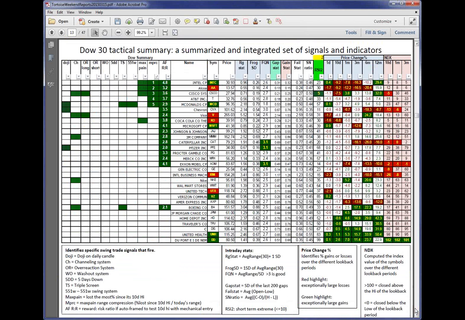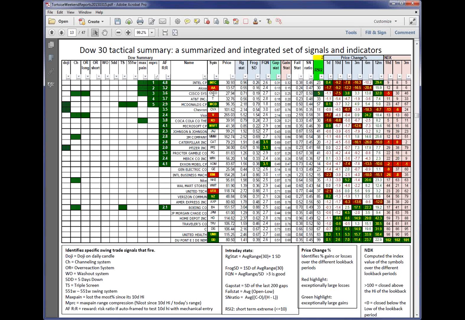Next up is the Dow Tactical Summary. You see more than half are already on auto-framer targets, so that's more of a market condition than individual stock excellence, although there are going to be a lot of good setups in there. Cisco is interesting. It's third in the auto-framer and the MPRC. It's got a 3.5 to 1 reward to risk ratio. It's also a channeling and overreaction.